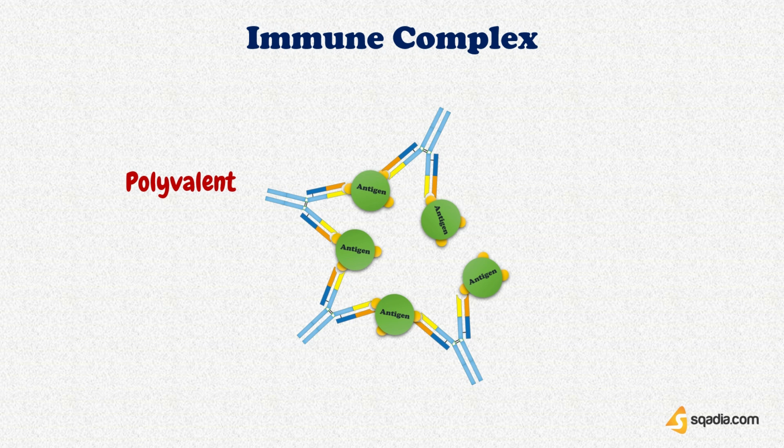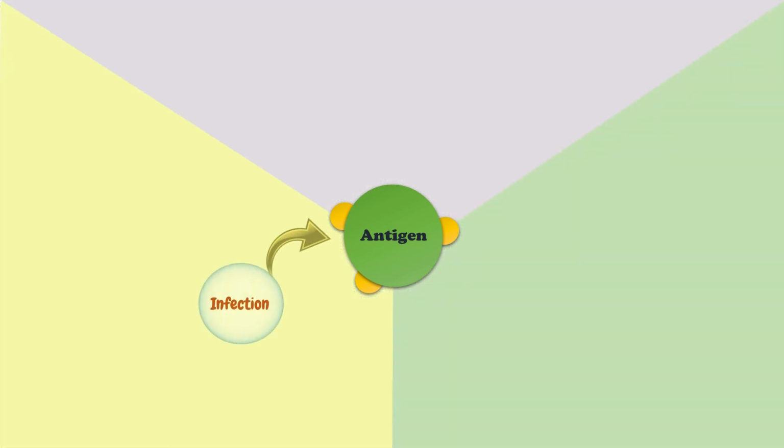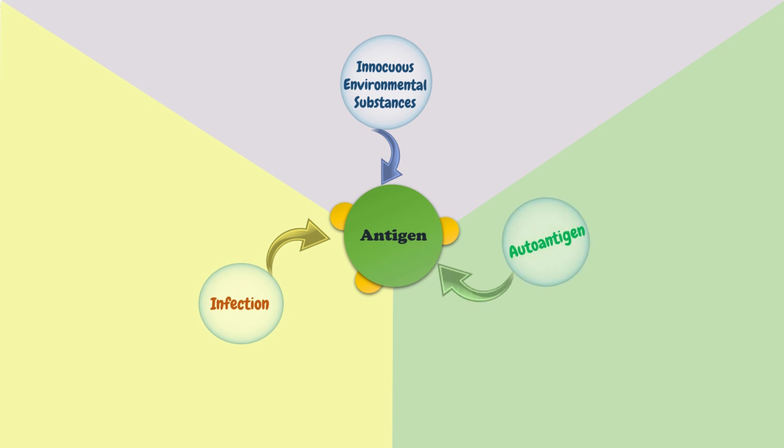Now, for immune complexes to develop, antigen must be present long enough to elicit an antibody response. Immune complexes usually form when the antigen is in slight excess of antibody. So, in the last part, while introducing you to the immune complexes, I mentioned the three sources of antigens: infectious antigens, innocuous environmental antigens, and autoantigens. Now, I will dig into their details one by one.